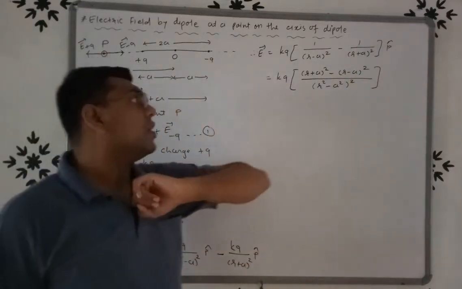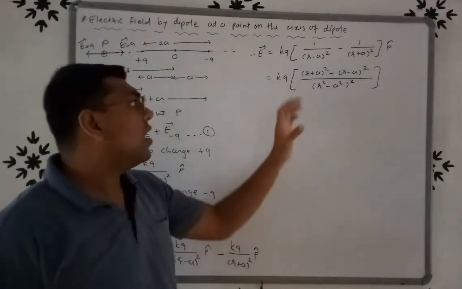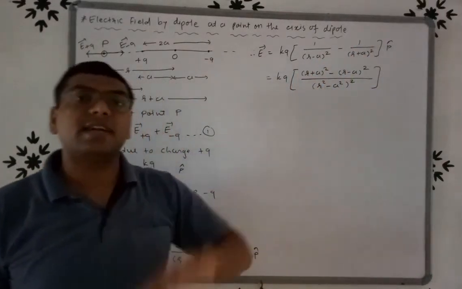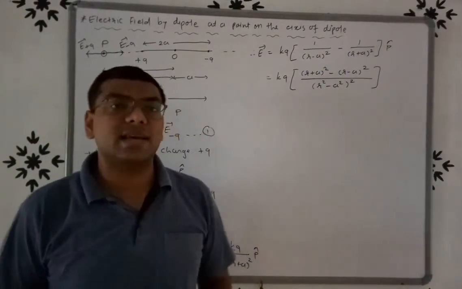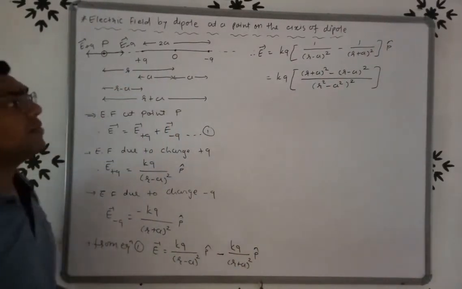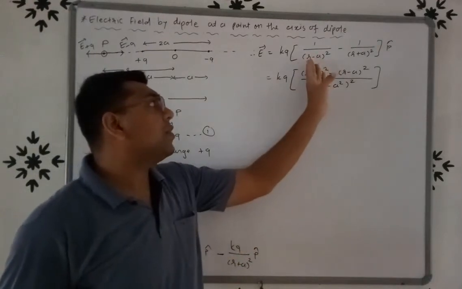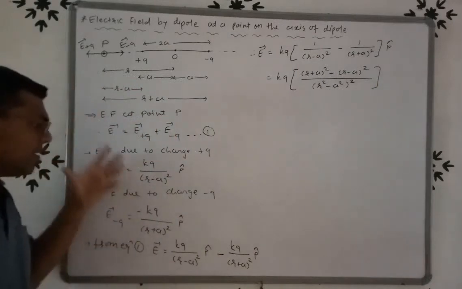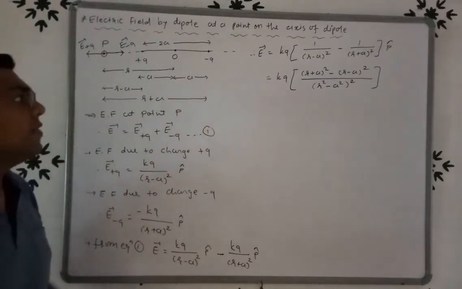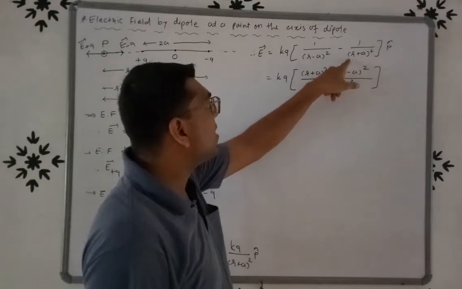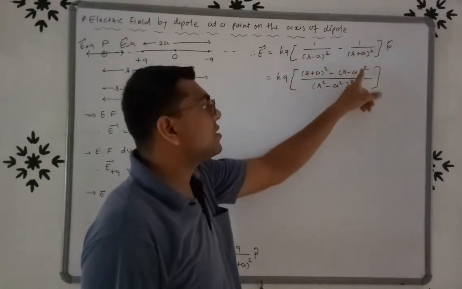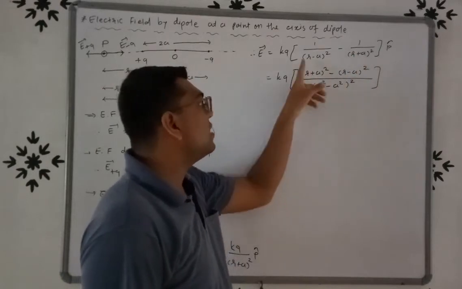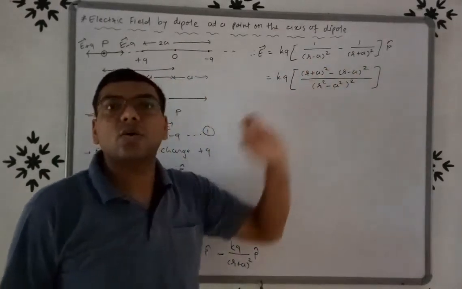So instead of using the formula of (A minus B) whole square and (A plus B) whole square after we take LCM, here we take LCM of (R minus A) whole square and (R plus A) whole square, right? So we can easily derive the formula of electric field. So here the LCM is (R plus A) whole square minus (R minus A) whole square upon (A minus B)(A plus B), so A square minus B square. So (r square minus a square) whole square.